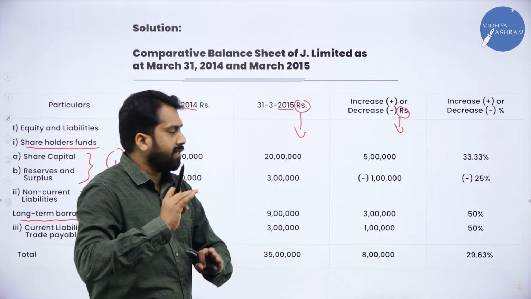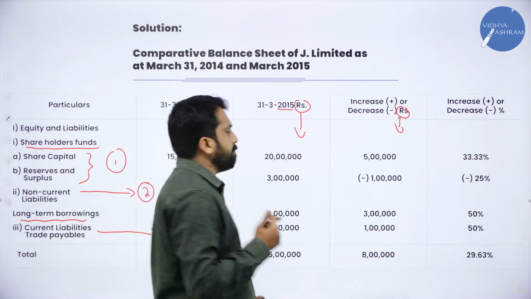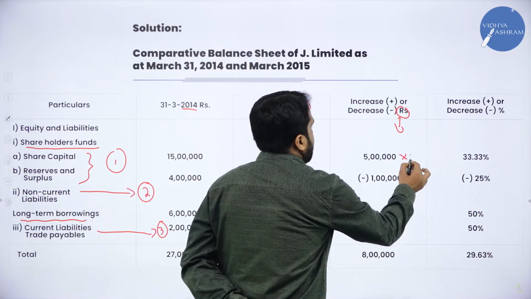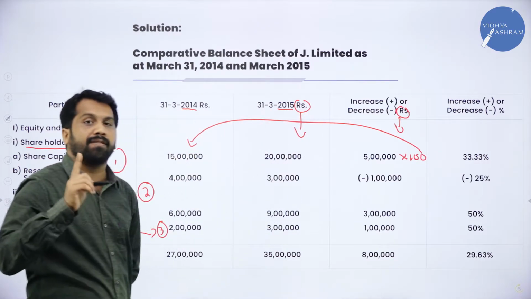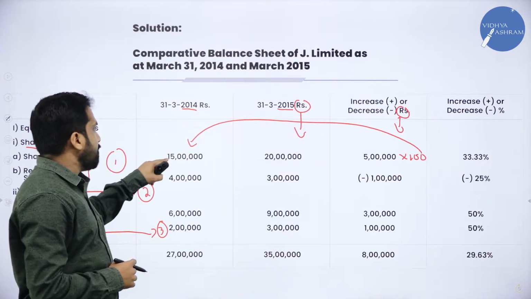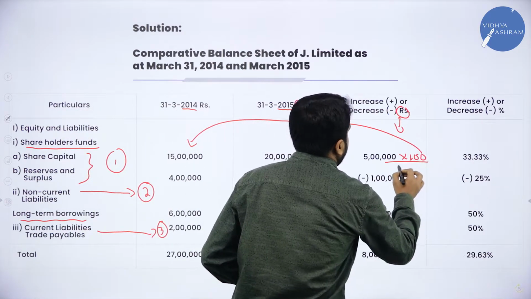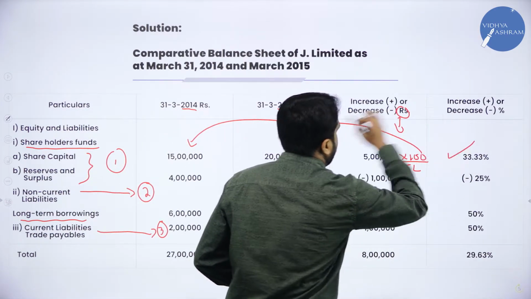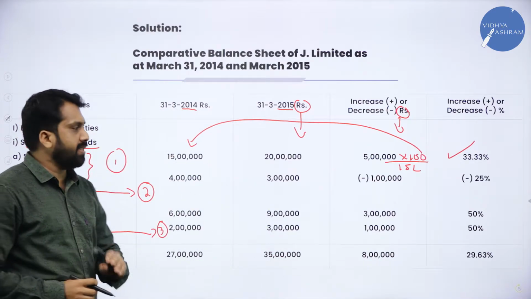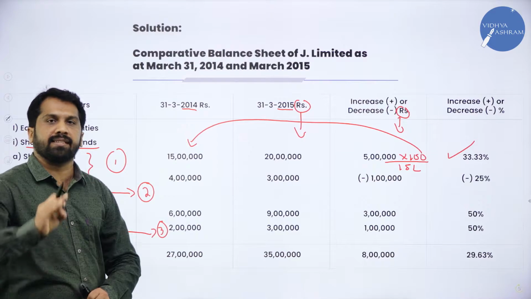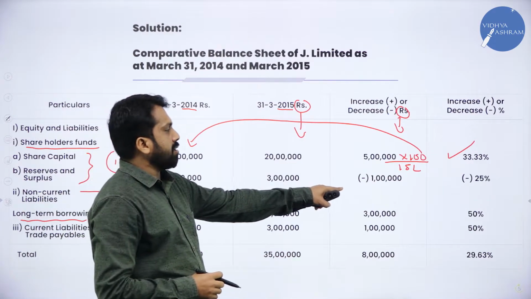How to convert? Simple. You have 50,000, your answer, multiplied with what? 100. What is the base? Your first column. First column, how much you have? 15 lakh. Divided by 15 lakh, your answer is 33.33%. Easy or very easy? Yes, very easy.